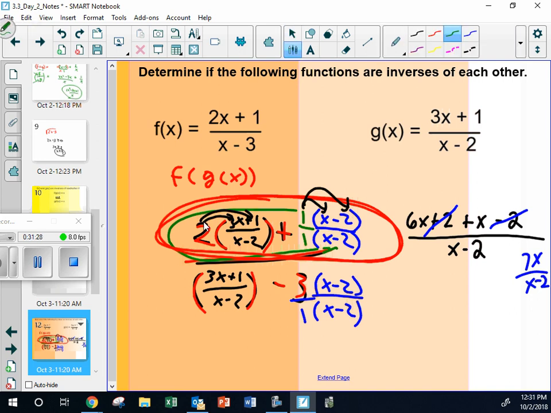Denominator: 3x plus 1. There's nothing being multiplied or anything, so it's just that, 3x plus 1. Now here I've got to distribute this negative 3 to both parts: negative 3x plus 6, all over the denominator, x minus 2. Clean that up a little bit. 3x minus 3x, oh sweet, they canceled. The numerator is 7 over x minus 2.